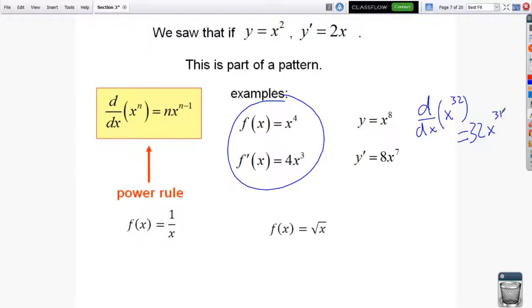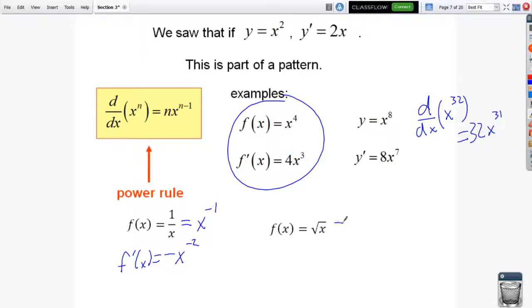Now looking down here, this may look a little bit harder to deal with, that 1 over x, unless you remember 1 over x means x to the negative 1st. So if f of x is equal to 1 over x, f prime of x is equal to negative 1 times x to the negative 2nd. Take your exponent, drop it down. Take your exponent, subtract 1.